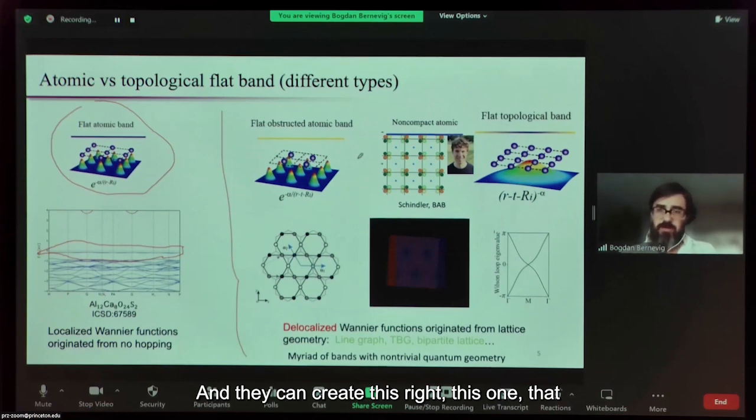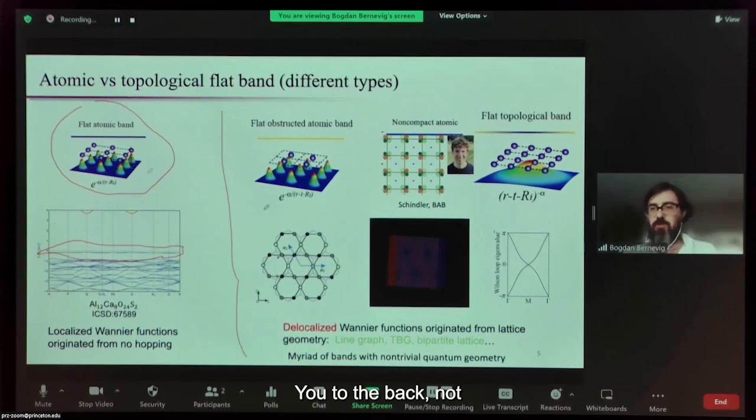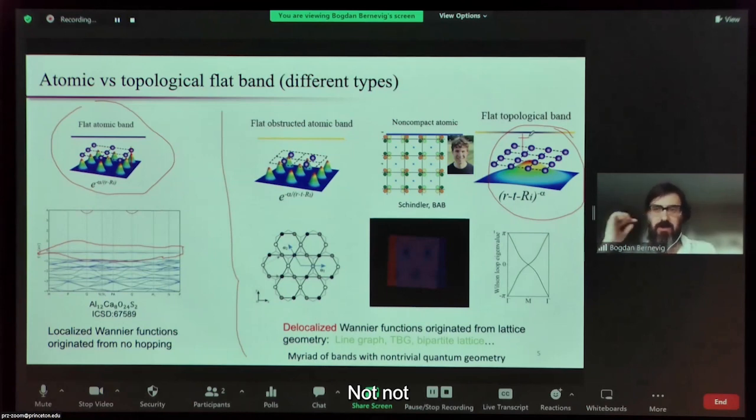Either in a topological material, you cannot have topology by having zero hopping because that would create only localized orbitals, and topology is exactly the opposite of localized orbitals. So we'll be interested in topological bands that are flat, and these bands, as I said, have to have very strong hopping. So the flatness has to come from something other than the fact that you don't have any hopping, because you have very strong hopping.